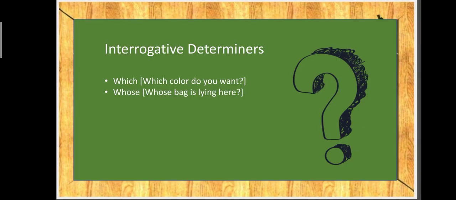Next and the last kind is interrogative determiners, and these are used in interrogative sentences. For example, which and whose, these are the two interrogative determiners. For example, which color do you want? Whose bag is lying here? We have to be particular that these interrogative determiners should be used before a noun, then only those will be interrogative determiners. Otherwise, the same words can be used as interrogative pronouns also. So, these have to be used before a noun.